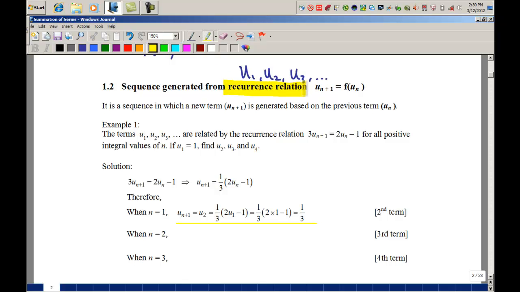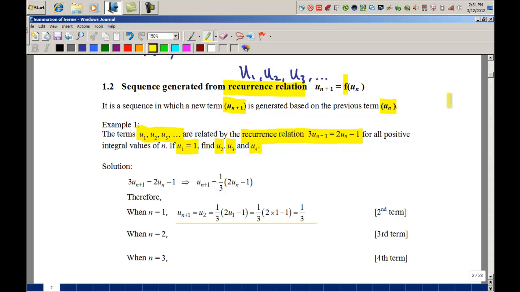Now what this means is this. If I know a relationship between two consecutive terms, then I can always generate the new term based on the previous term. Now example 1 shows what I'm trying to say very clearly. Example 1 says the terms U1, U2, U3 and so on are related by this recurrence relation. And you're told that if U1 is 1, can you find the second term, third term and fourth term?